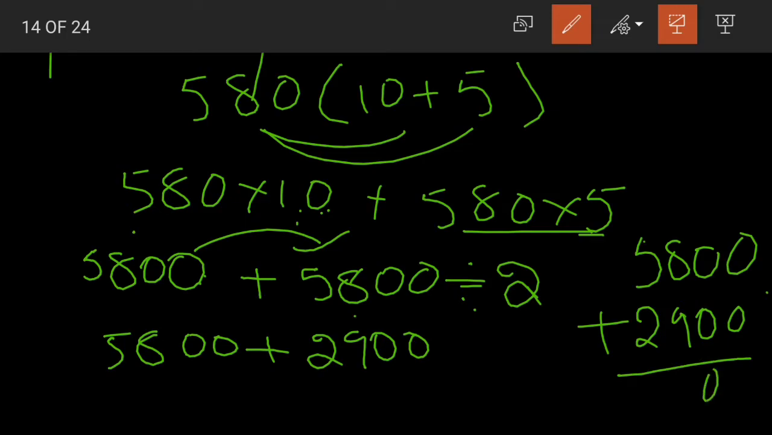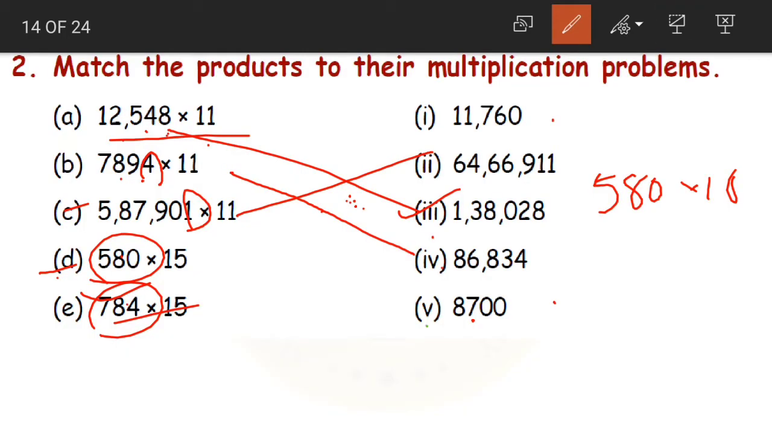Yes. So 5800 plus 2900. 0 plus 0 becomes 0. 8 plus 9, 17. 1 carried, 7 written here. 5 plus 1, 6. 6 plus 2, 8. What is our answer, children? 8700. Where is 8700? Option number 5. So what is remaining here? Only option number 1 and question number E is remaining. So we will match them up.